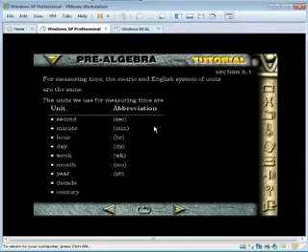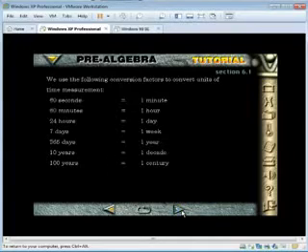For measuring time, the metric and English system of units are the same. The units we use for measuring time are as follows. We use the following conversion factors to convert units of time measurement. 60 seconds equals 1 minute. 60 minutes equals 1 hour. 24 hours equals 1 day.